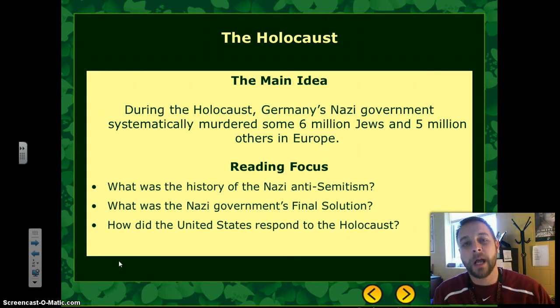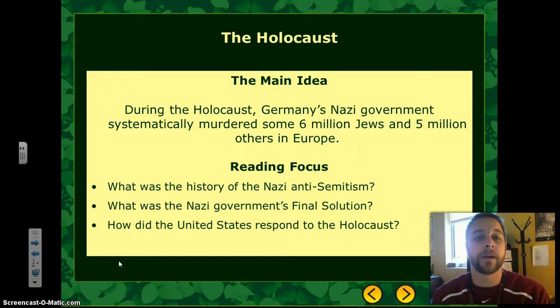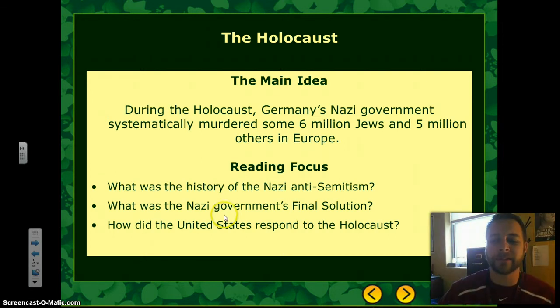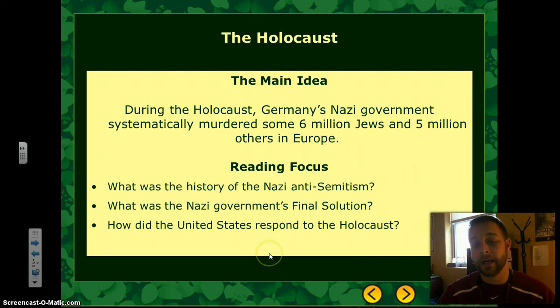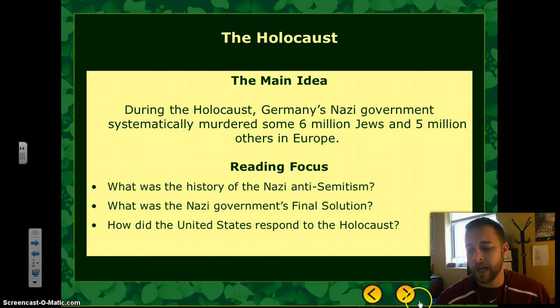During the Holocaust, Germany's government executed a systematic plan to try to wipe the Jews off the face of Europe altogether. And they wound up killing over 6 million Jews and 5 million other people designated as undesirable. So we're going to talk about the history of Nazi anti-Semitism, the Nazi government's final solution, and how the U.S. responded to the Holocaust.